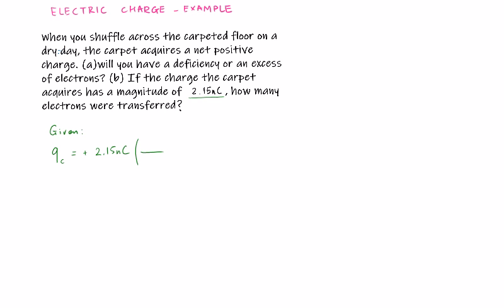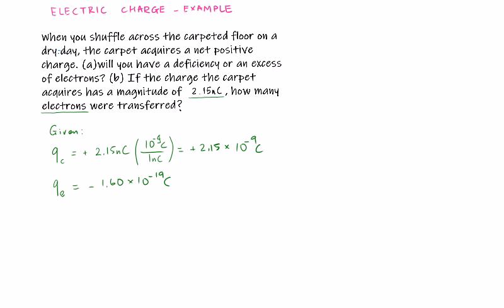So multiply: 1 nanocoulomb is 10 to the negative 9 coulomb. And this will give us positive 2.15 times 10 to the negative 9 coulomb. Then what we know, because the electrons are the ones that have been transferred, is the charge of the electron. I'm going to write the charge of the electron equals negative 1.60 times 10 to the negative 19 coulomb. And that's given in the tables in your textbook, or you can find its known value.